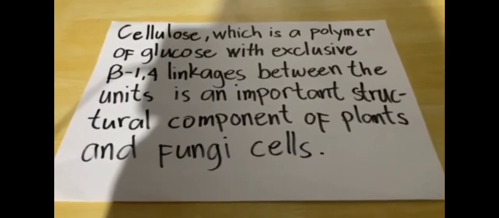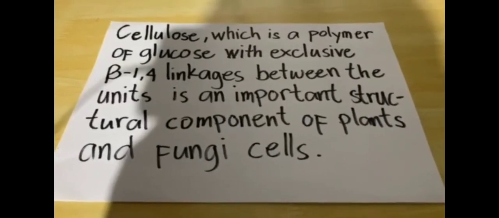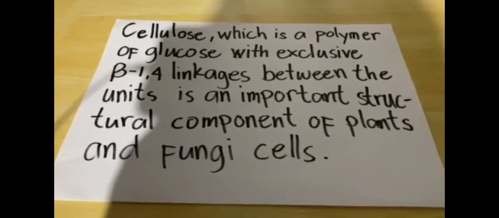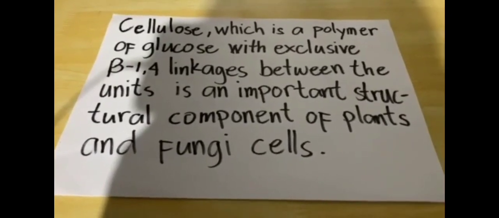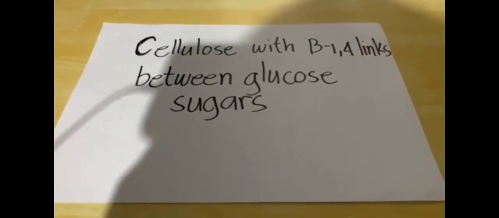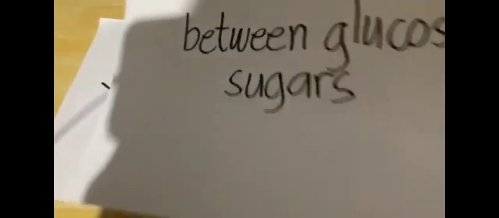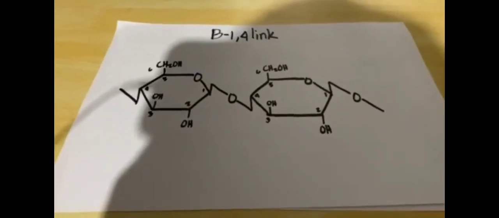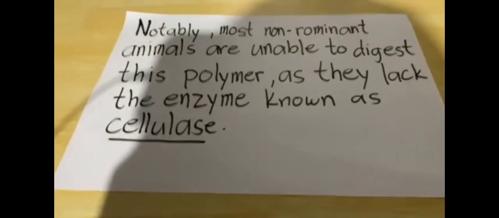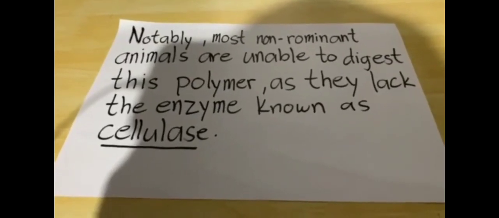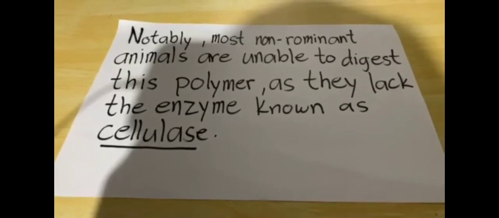Cellulose, which is a polymer of glucose with exclusive beta-1,4 linkages between the units, is an important structural component of plant and fungi cells. Cellulose has beta-1,4 links between glucose sugars. This is a beta-1,4 link. Notably, most non-ruminant animals are unable to digest this polymer as they lack the enzyme known as cellulase.